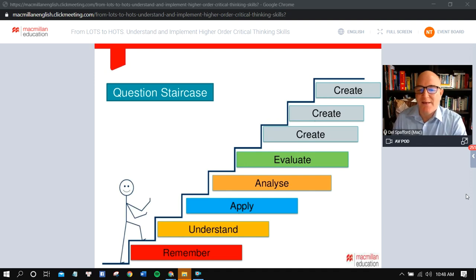So we're going to look at this staircase, this question staircase. So we're going to start at the bottom with remember and move our way up to the top. Why do you think I've got 3 creates there? Why haven't I only got 1 create? I've got 1 step for remember, 1 for understand. Why have I got 3 creates?